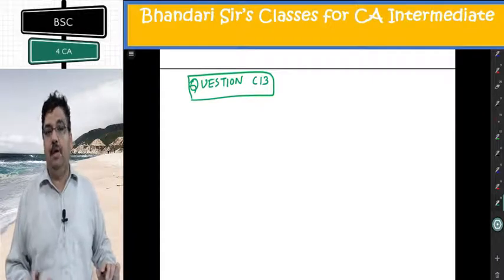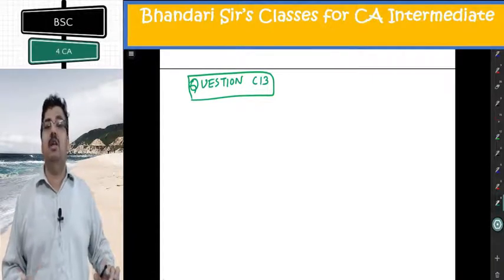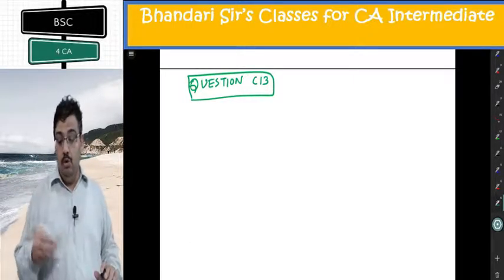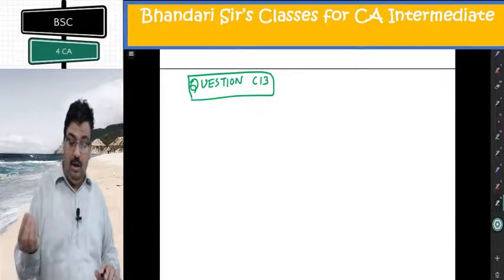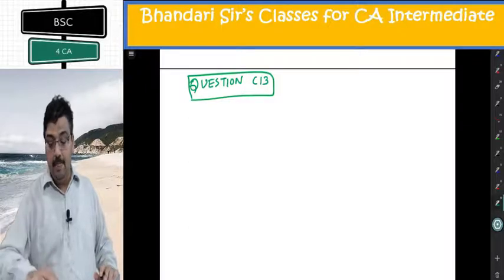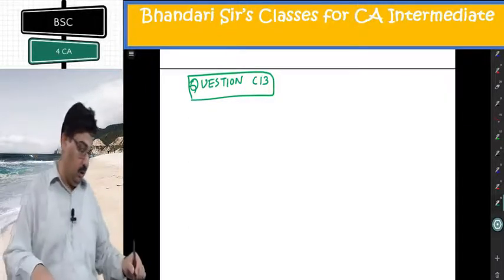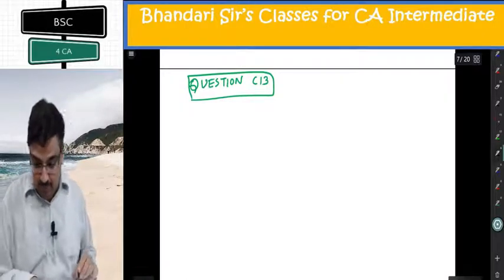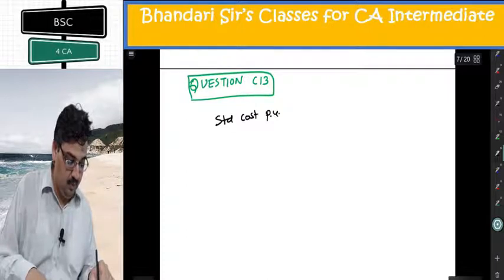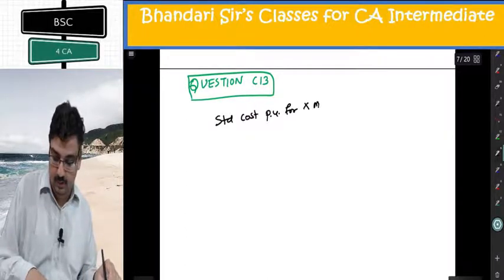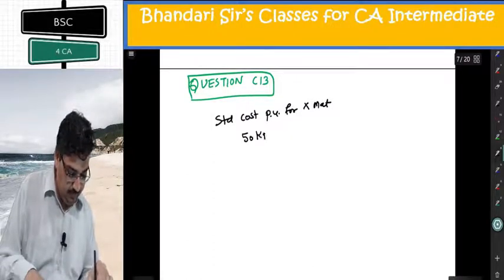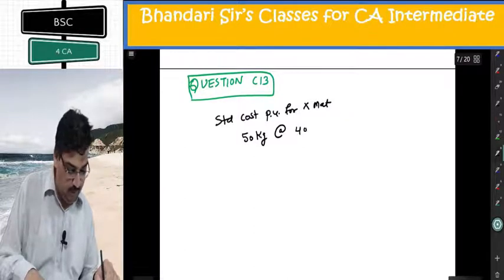The next question I am taking up is C13. Another missing figure question, but comparatively a very small question. Does not involve full category in detail. It is wanting only one thing: calculate actual quantity of material used during April 2009. Let us calculate. First check what is the data given. You are given standard cost per unit for X material, 50 kg at the rate of 40 per kg.